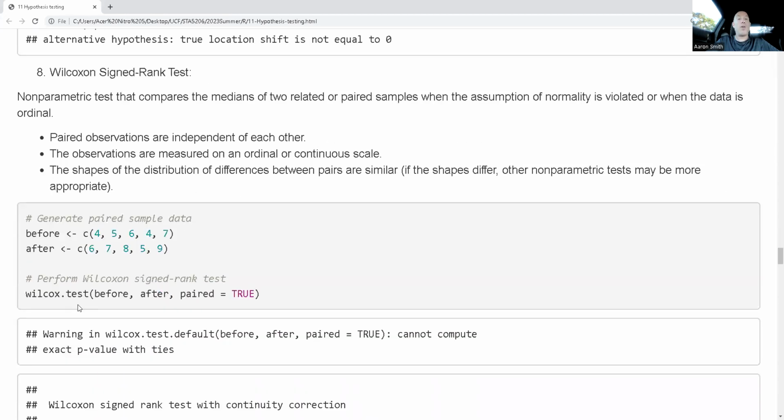Now, the Wilcoxon signed rank test, this is another non-parametric test that compares the medians of two related or paired samples when the assumption of normality is violated or when the data is ordinal.